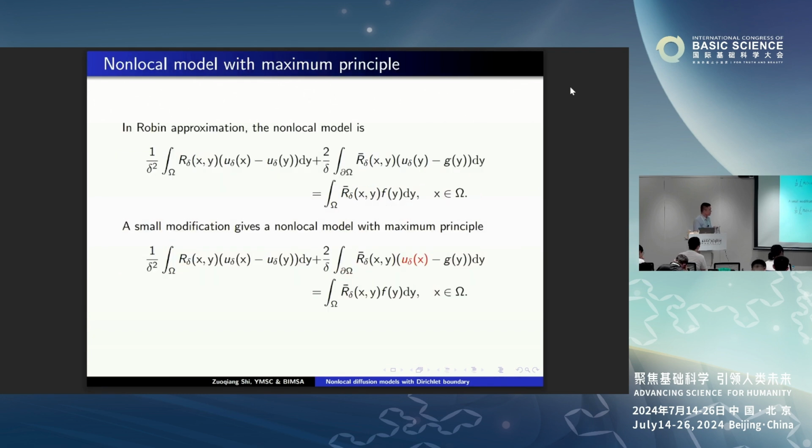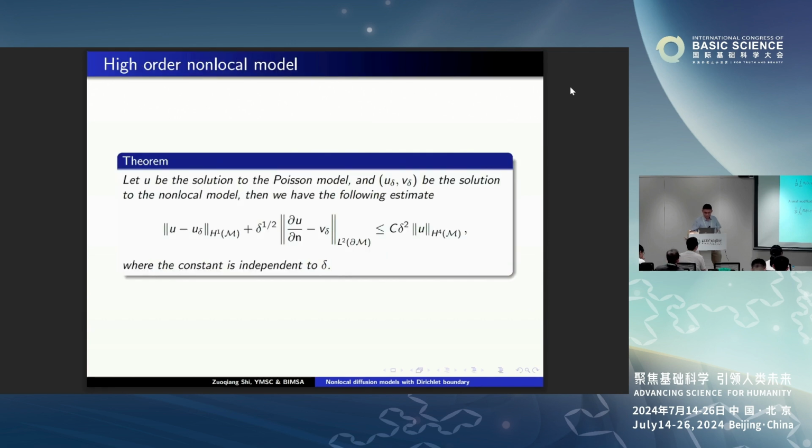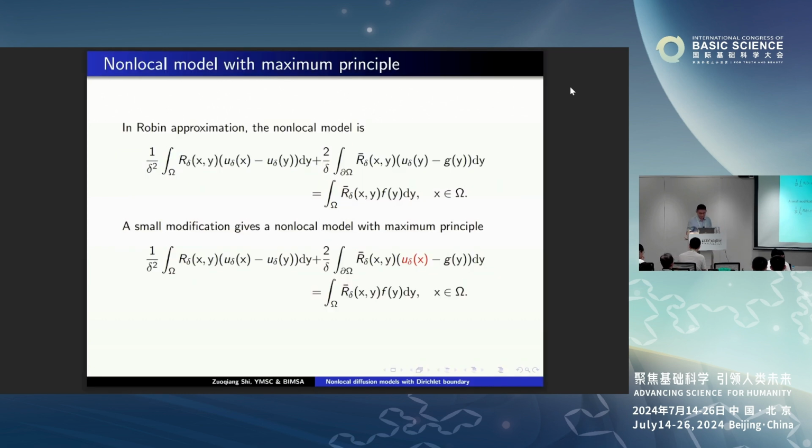Now let's go to another approach. The previous model seems to be perfect: it is second order, which is the optimal order for a non-local model, and it is symmetric also. However, it does not preserve another important property of the original Laplacian operator, the so-called maximum principle. This non-local model does not have the maximum principle. Can we get non-local models which are symmetric and also preserve the maximum principle? This is the model we will introduce later.